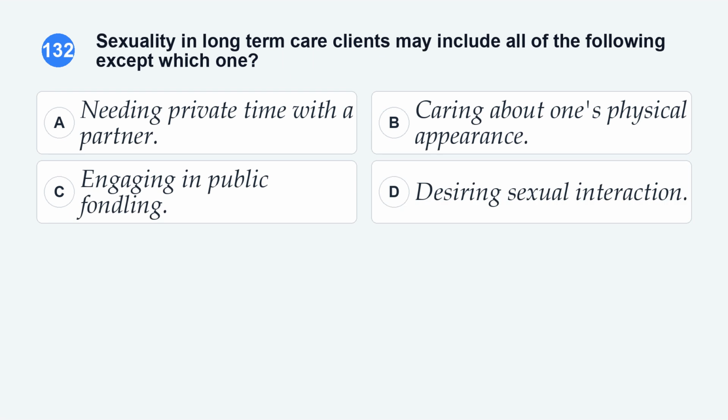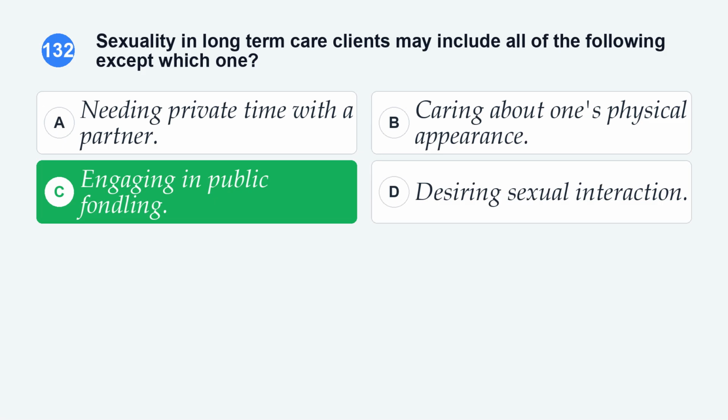Question 132. Sexuality in long-term care clients may include all of the following except which one? Option A. Needing private time with a partner. Option B. Caring about one's physical appearance. Option C. Engaging in public fondling. Option D. Desiring sexual interaction.